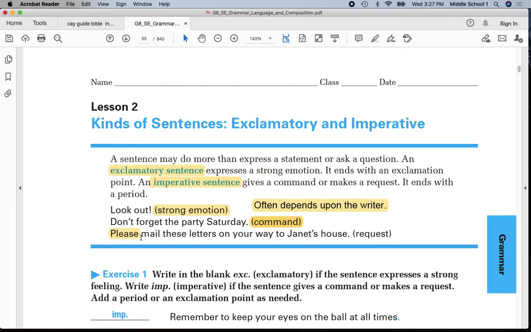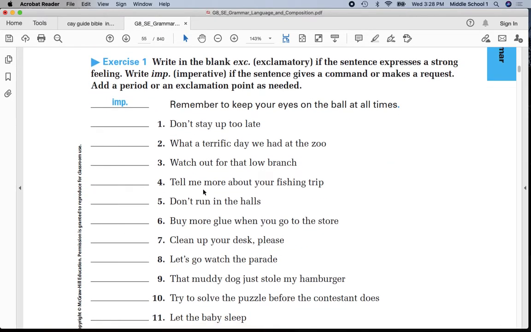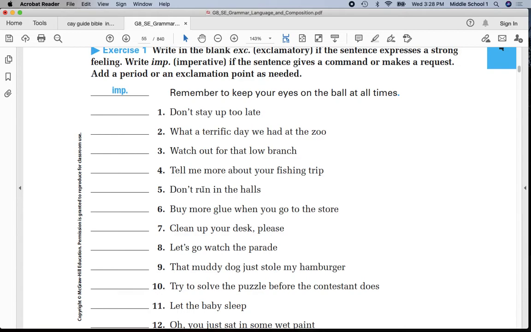When you have a sentence like this, it oftentimes has an understood subject. Who should please mail these letters? You please mail these letters. And in that case, they would usually be an imperative sentence. Now, none of these sentences down below here have any kind of punctuation. We're supposed to figure out what kind of punctuation the sentence has. Is it an exclamation mark? If so, it's exclamatory. If it's a period, then I would call it imperative.